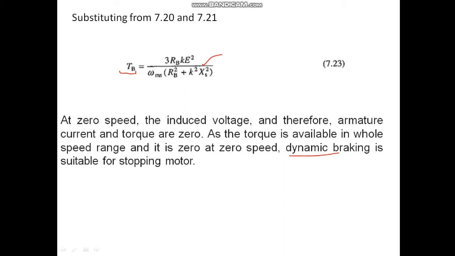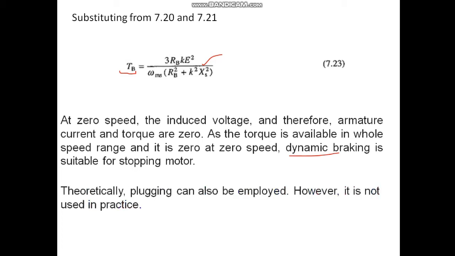But theoretically, plugging can also be employed. It is one of the methods of braking. That can also be employed. However, it is not used in practice. Why? Because plugging torque is produced by the damper winding. Because of its low reactance, while the current drawn from the supply is very large, the braking torque produced is much smaller as compared to that of dynamic braking.